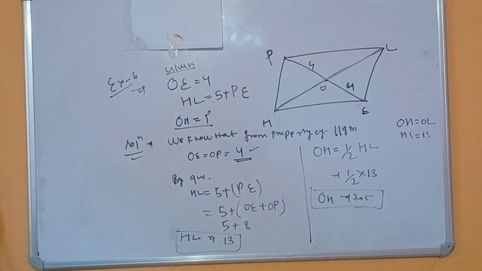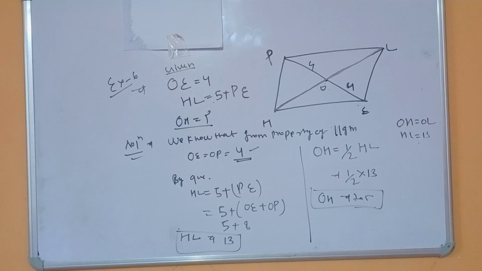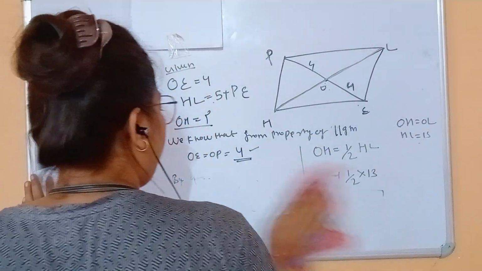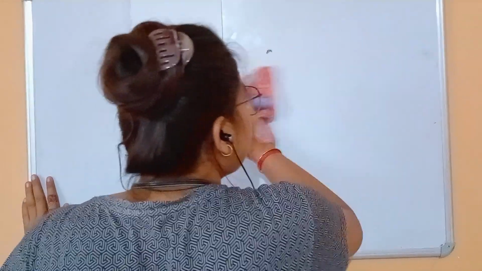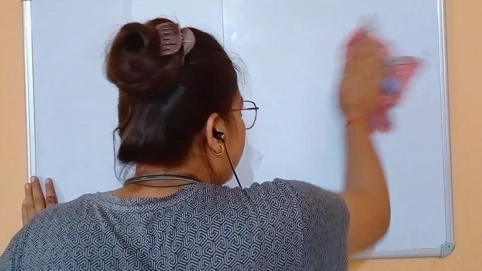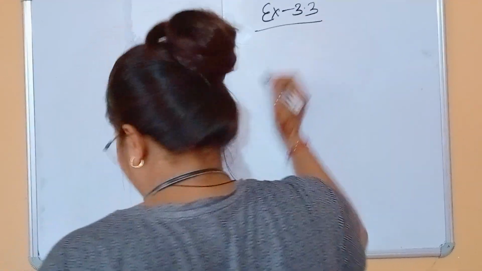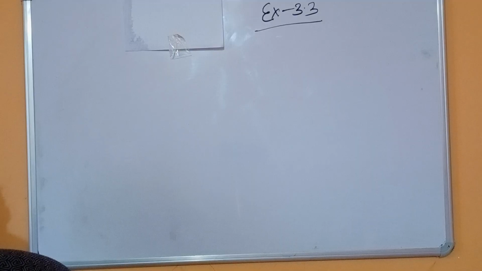So the example is complete here. So what you understand? Exercise 3.3. So we understand some questions here. Then after this, in the next video we discuss. So exercise 3.3. So what does it say? Given a parallelogram ABCD.